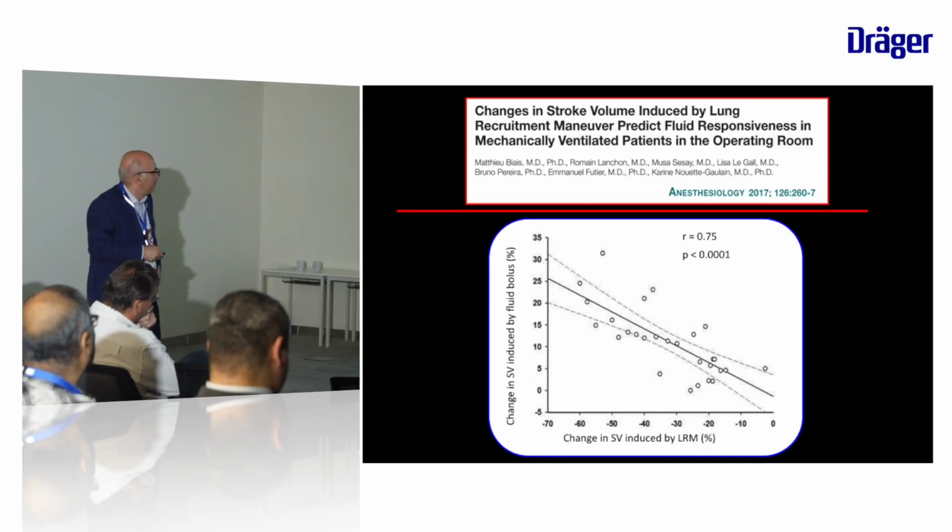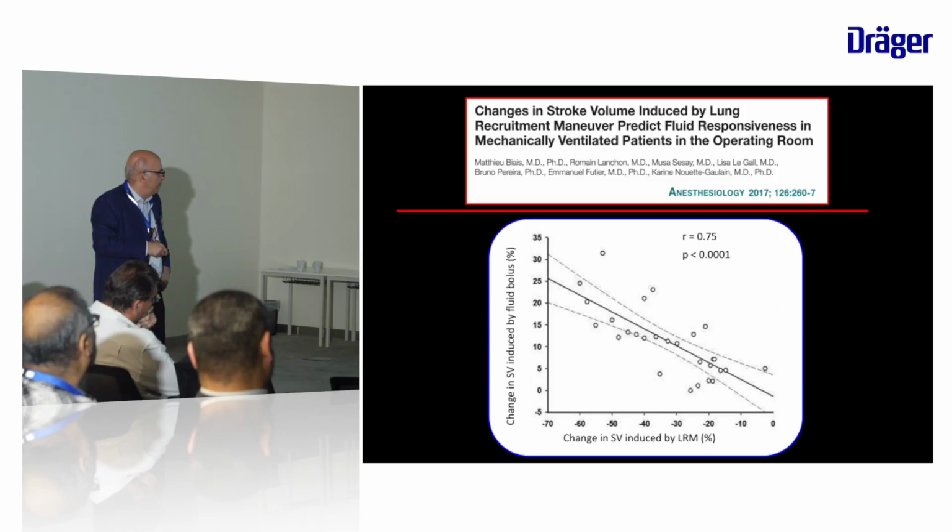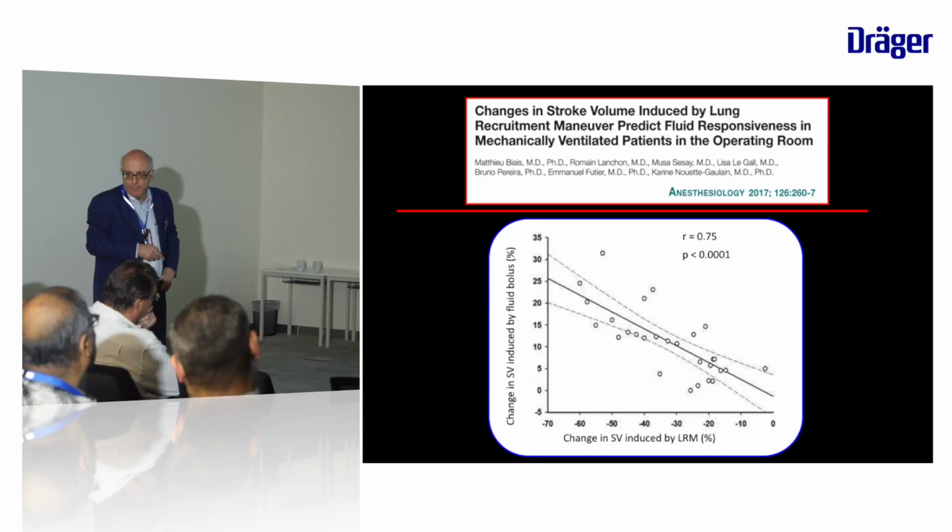But you see that if you have a change of 20%, which is quite high with recruitment, then you expect a change in the stroke volume of fluid bolus around 5%, and so on.